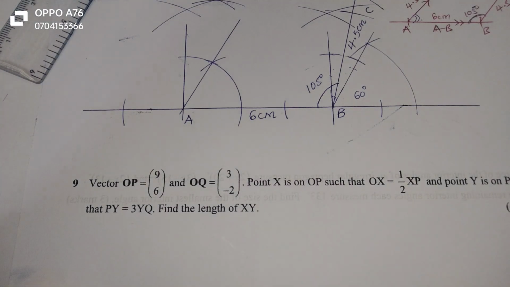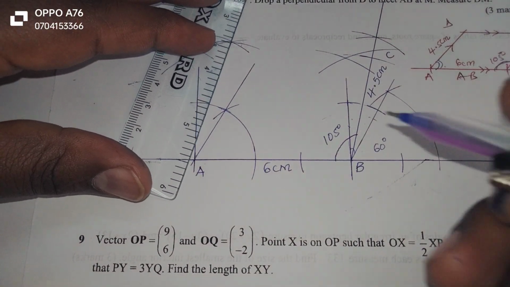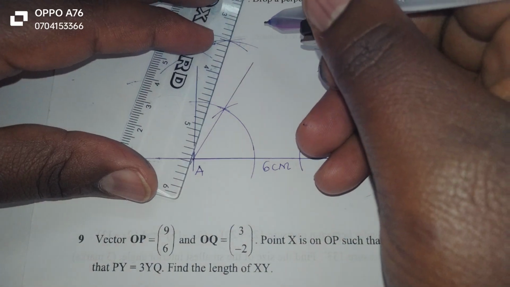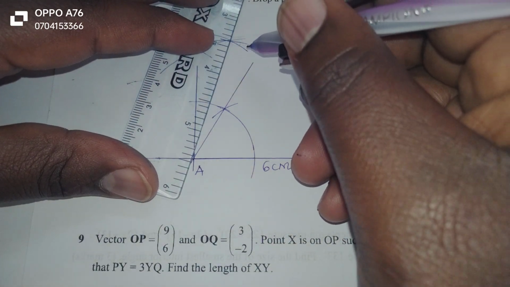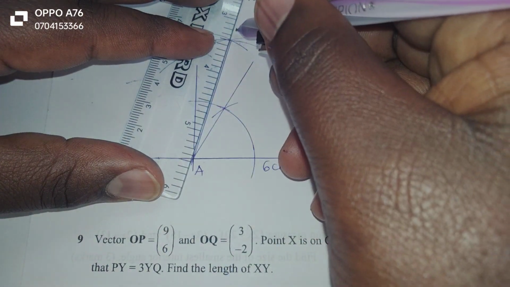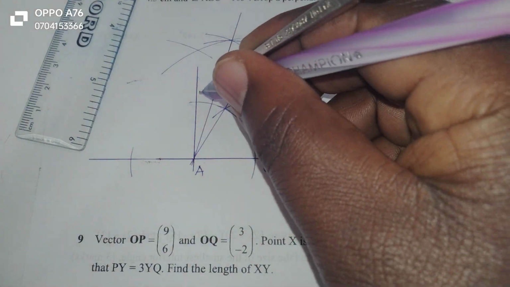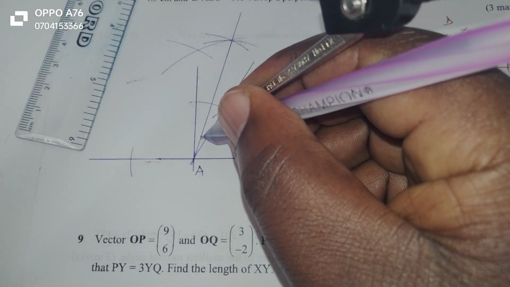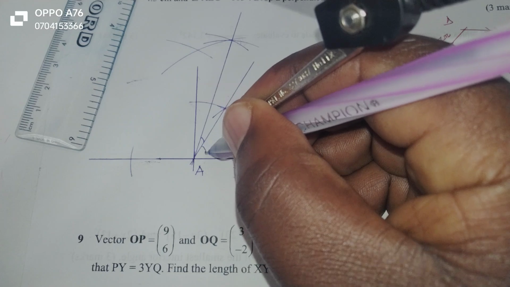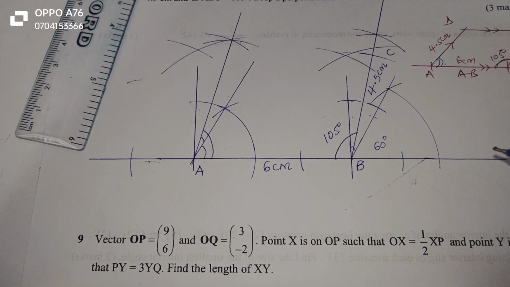Now the intersection of those arcs will give me the bisector of the 30 degrees angle, which means that now I will have 60 degrees, then 30 has been bisected. So this is 15 and this is 60, a total of 75 degrees.